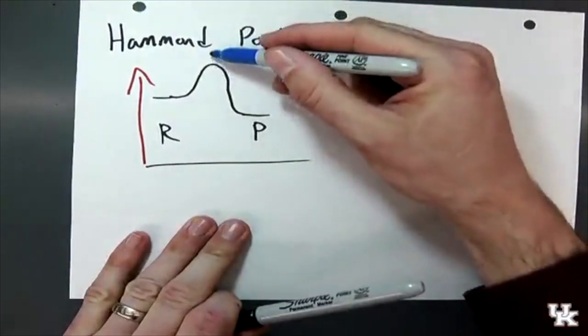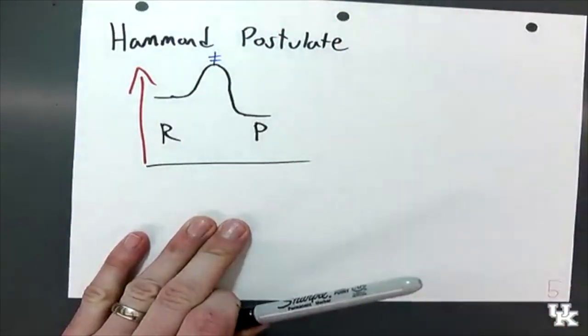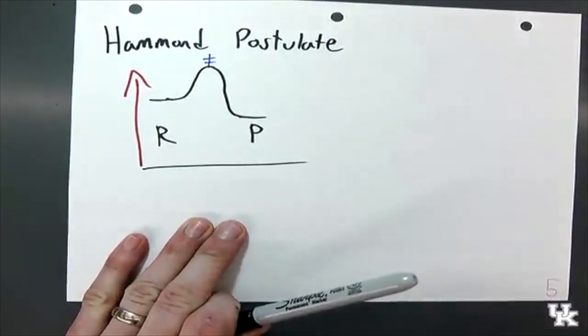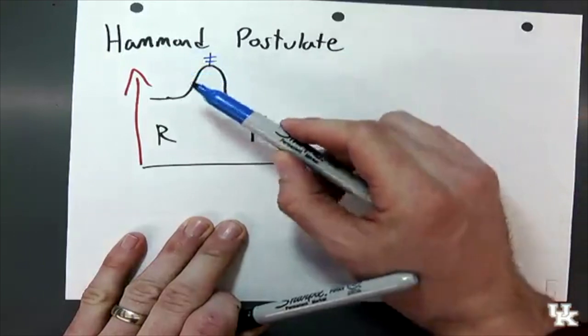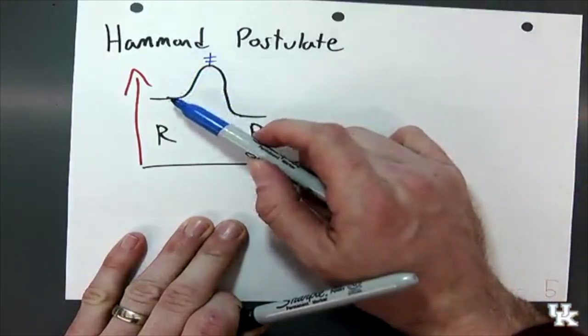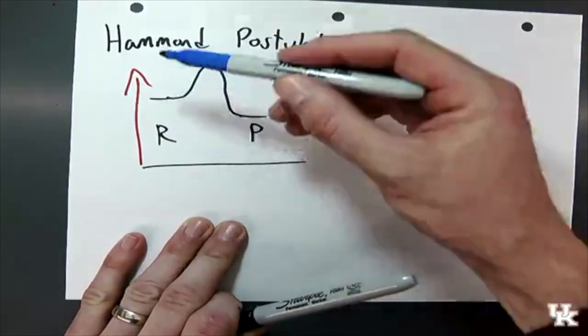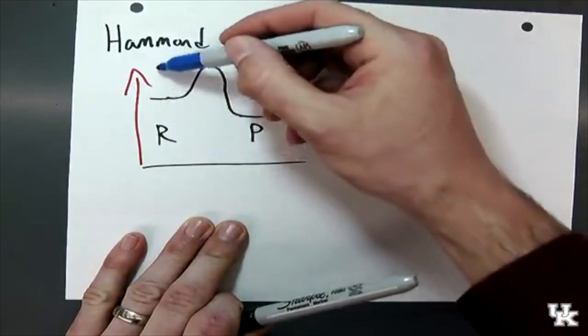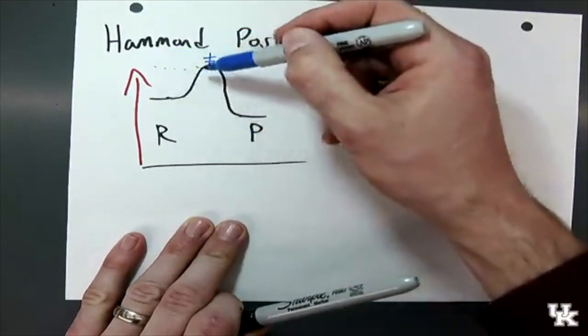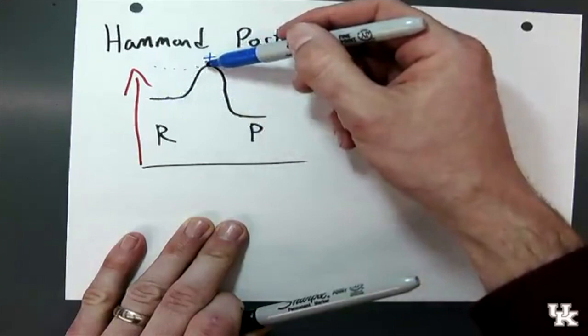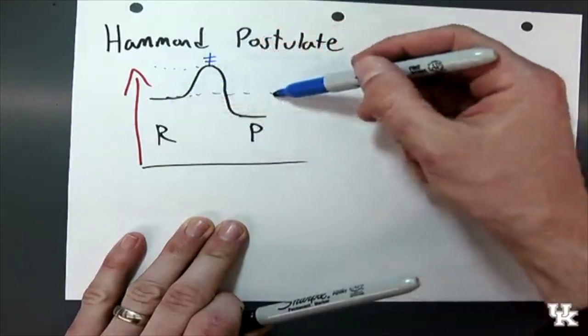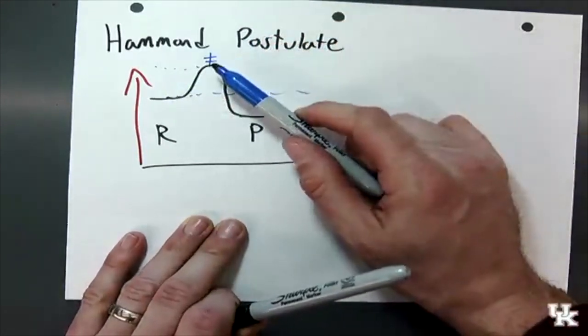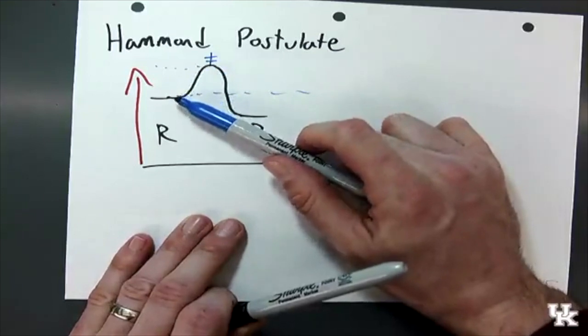Identify the transition state, which is here. What Hammond says is that because you're putting in energy from the reactants, and the reactants are closer in energy to the transition state than are the products, the transition state will look more like the reactants.